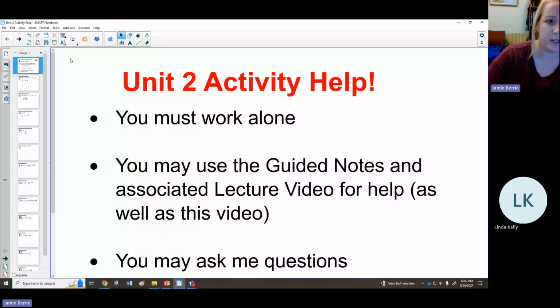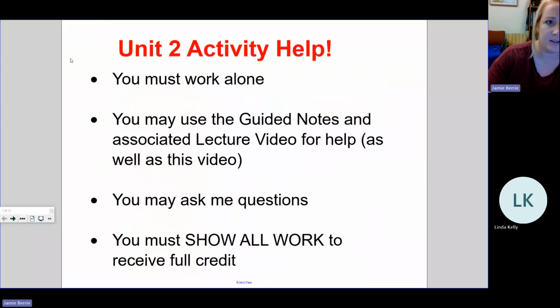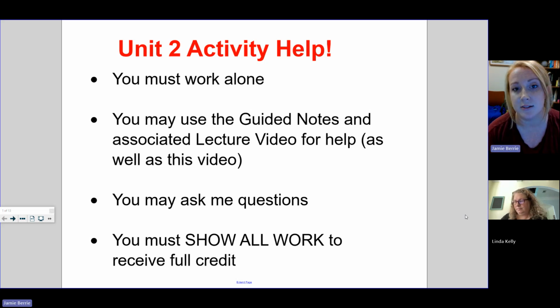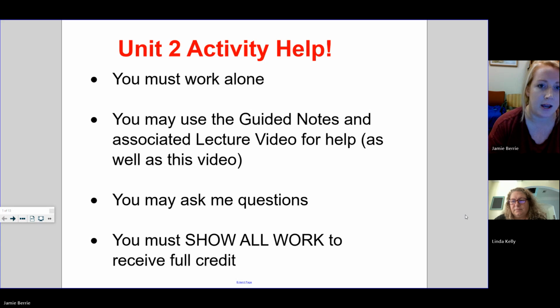So for Unit 2, we are doing a little activity. I'm calling it an activity. You might call it a project or a worksheet or something like that. I'm just calling it an activity because it's not like a timed assessment. The whole purpose of doing this in this way, where you have to show your work, is just so I can see your thought process, and that way I can give you a more accurate grade.